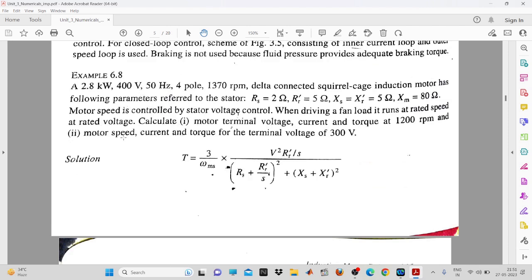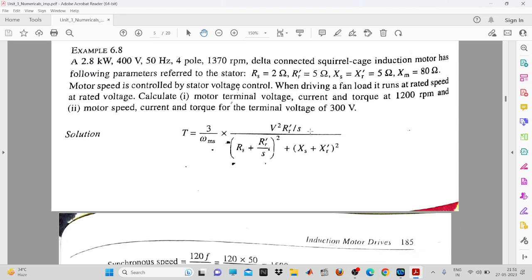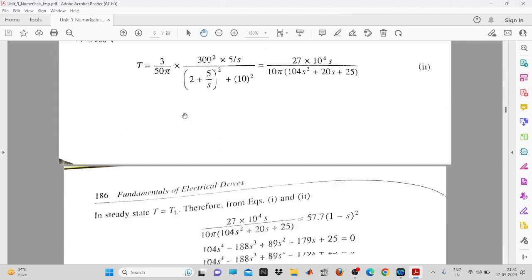So now, motor speed, current and torque for the terminal voltage of 300 volts. Now you see here, the voltage has changed. So when the voltage has changed, obviously there will be speed control. So when there is speed control, what is going to happen? Everything will change.